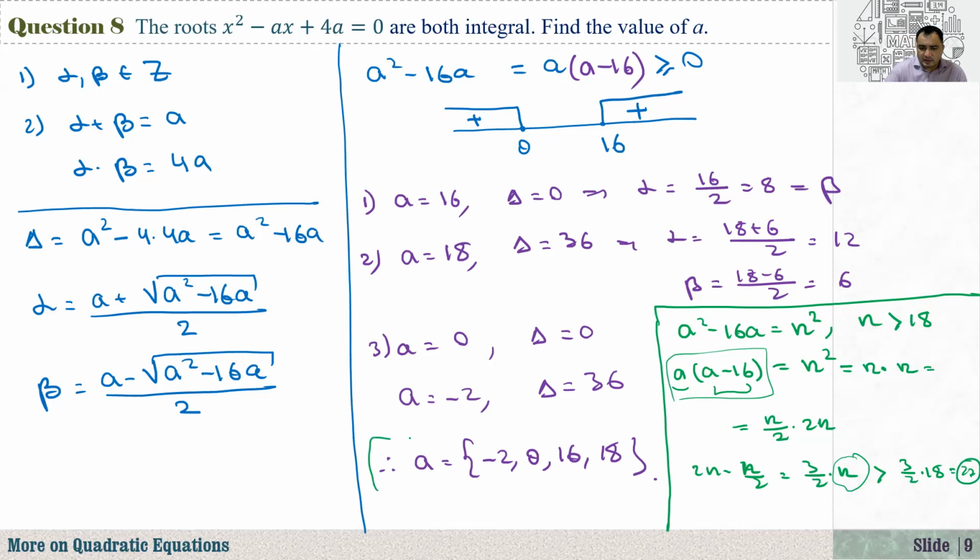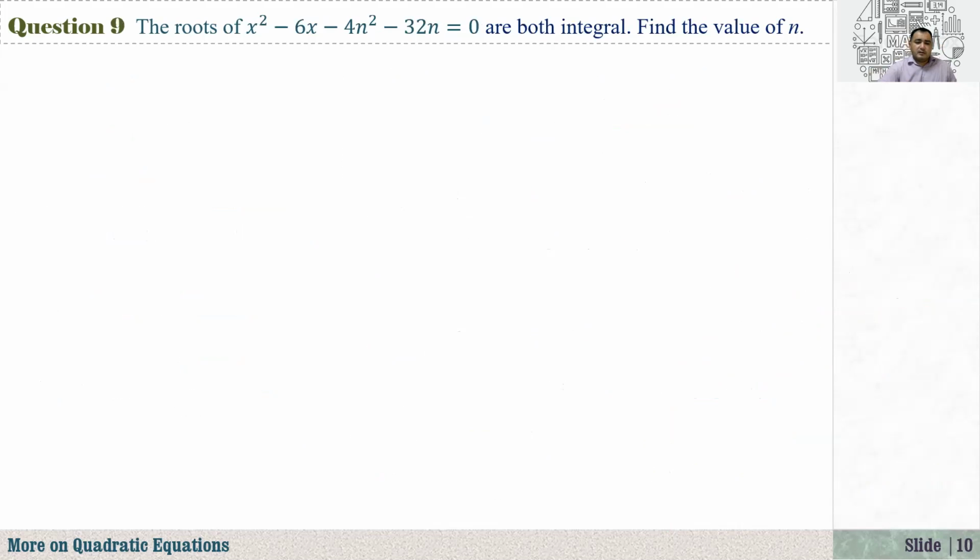The only solutions are, what is it? Possible values of a are -2, 0, 16, and 18. Now, of course, students, if they have more time, can go a little deeper into this concept, and even mathematically prove that this is the only answer. We cannot have any other answers. All right, let's move to another question.